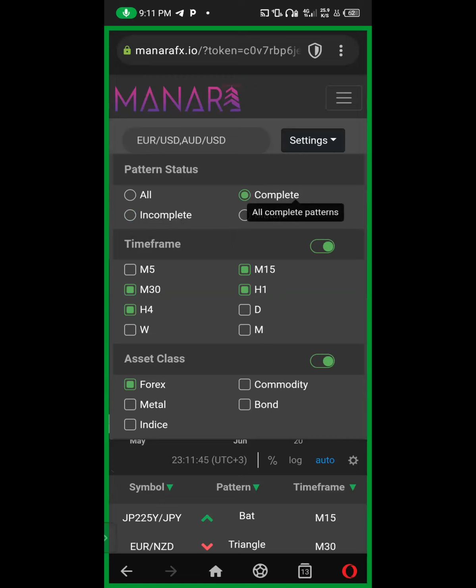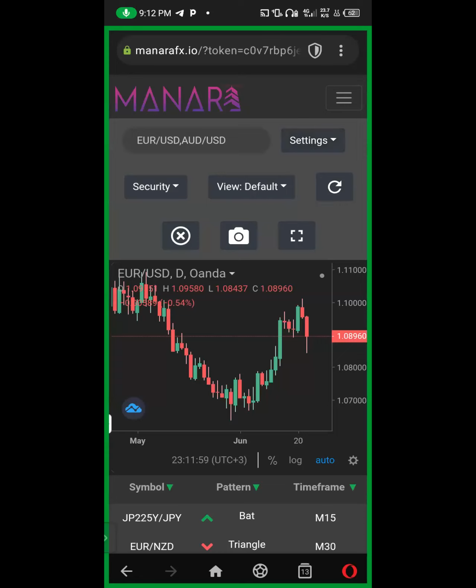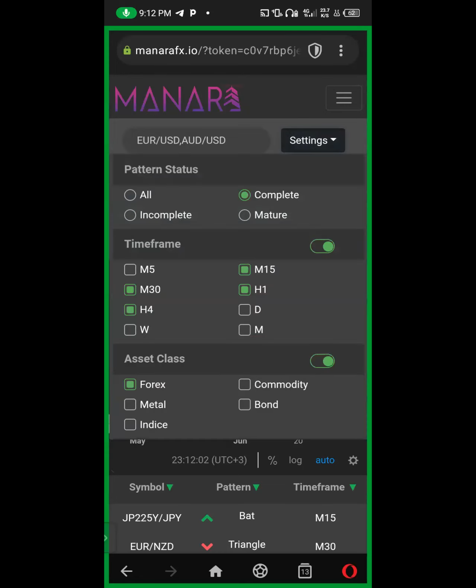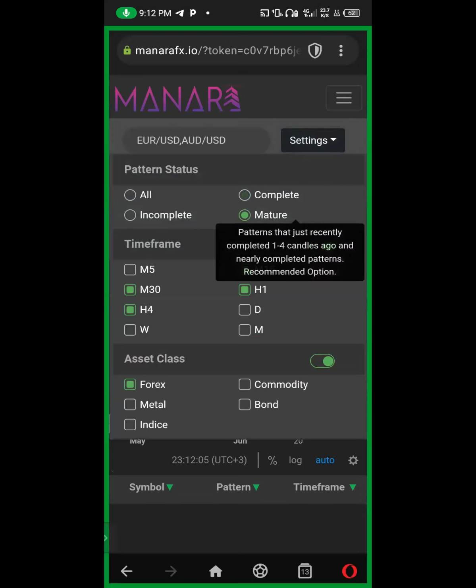Complete. It means a pattern that is already at the entry or around the entry or already taken off. Okay. So then I will tell you in cases where you need, or which one you take based on the case. Okay. So now the last one is mature. So if you want a setup where it has not gotten there, but it's almost there, maybe about 2-3 candles away, you choose mature. Okay.